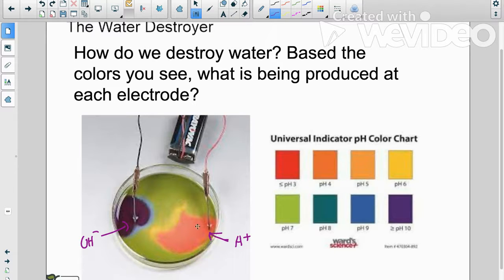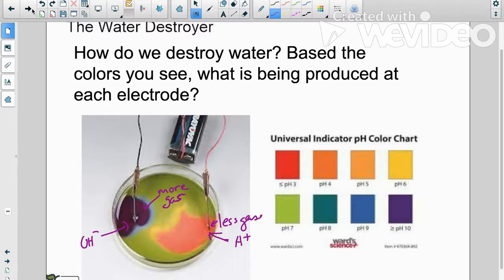And if we look carefully, one of these has more gas coming out of it than the other. This one has more gas evolved, okay? And this has less gas on this side. All right, so we know that the gases have to be hydrogen and oxygen. So how do we know which side is producing the hydrogen and which side is producing the oxygen? And what does it mean that this side is getting basic and this side is getting acidic?